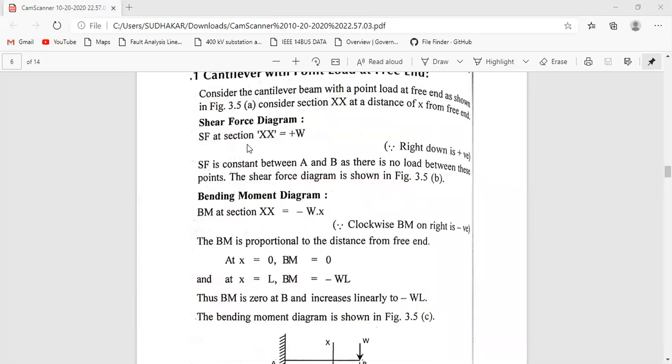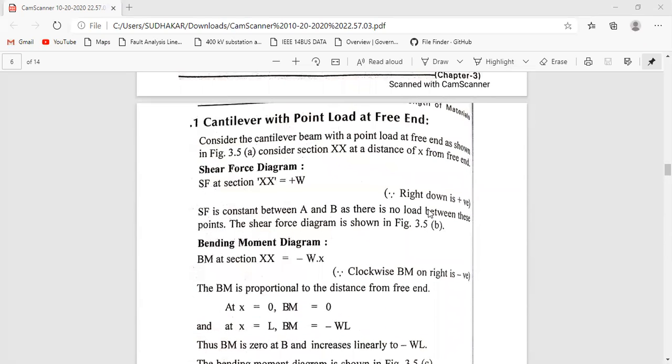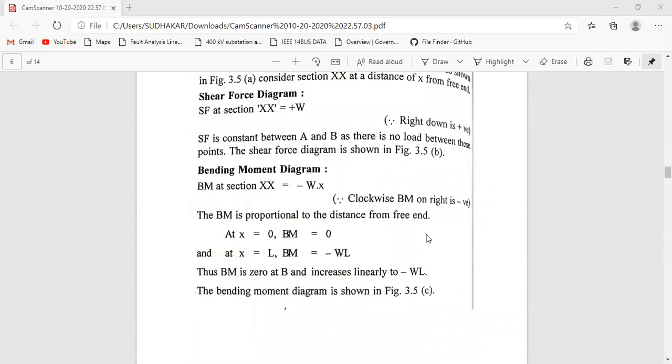As for the shear force diagram, the shear force at a section xx equals plus, positive only. Why? Because right down is positive. Right down is nothing but any shear force, any external force, right down here. You are just considering a section here.